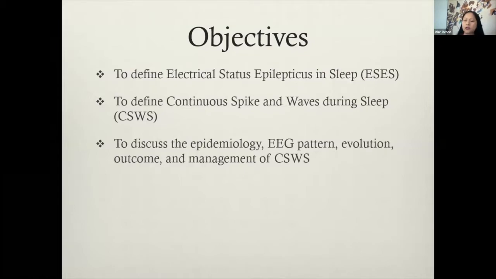Our objectives are to define what that is, and also to define the associated syndrome called continuous spike in waves during sleep, or CSWS. And I would like to discuss the epidemiology of this, the EEG pattern, the evolution, the outcome, and management of the continuous spike and waves during sleep. So I think it is more commonly known as ESES. That's a pattern on the EEG. And then what you diagnose the child with would be the CSWS.